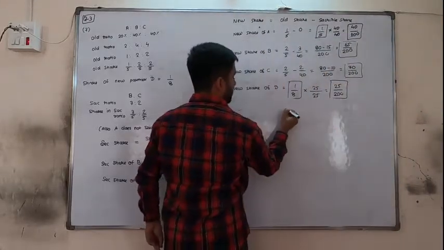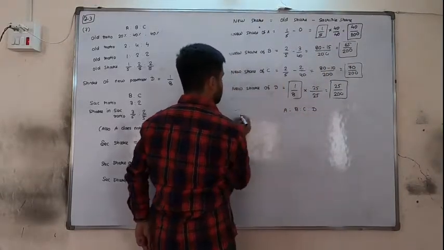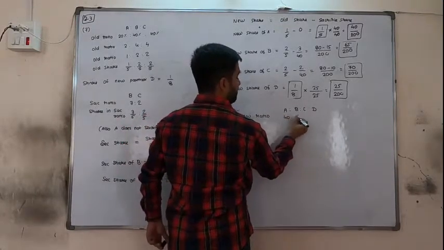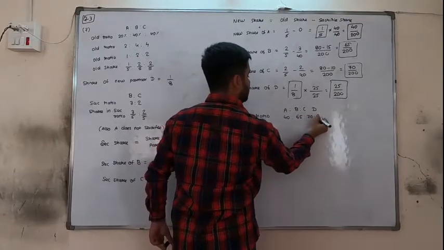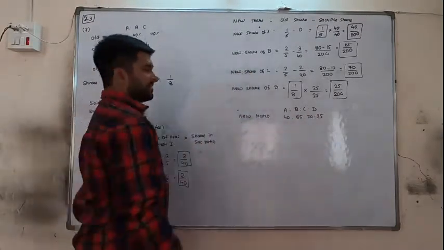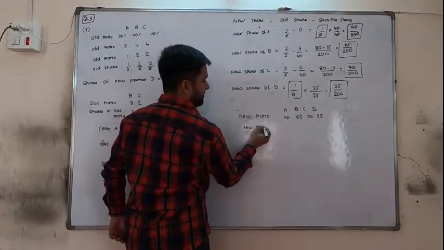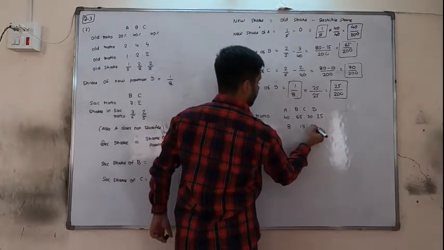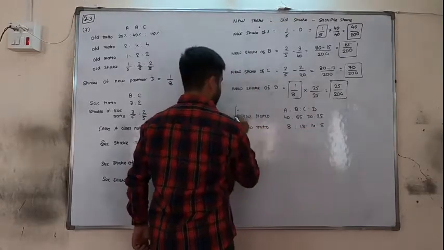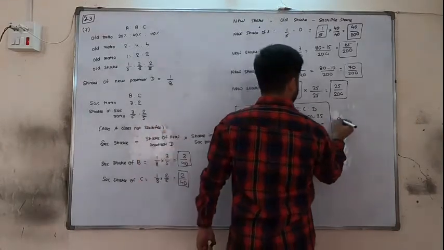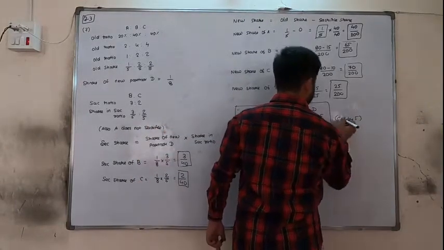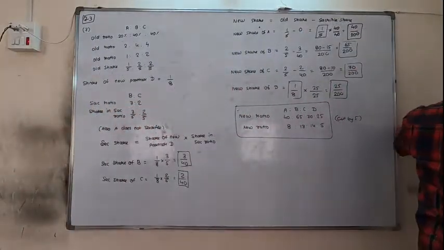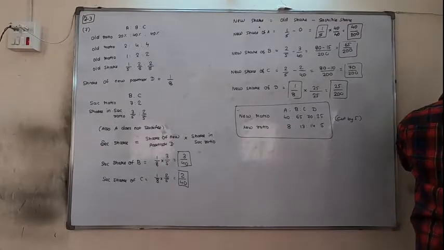Now A is to B is to C is to D, new ratio: 40 is to 65 is to 70 is to 25. All the terms are divisible by 5. So the new ratio will be 8, 13, 14 and 5. Cut by 5, so we have divided the terms by 5. So 8 is to 13 is to 14 is to 5 is the answer for this sum.